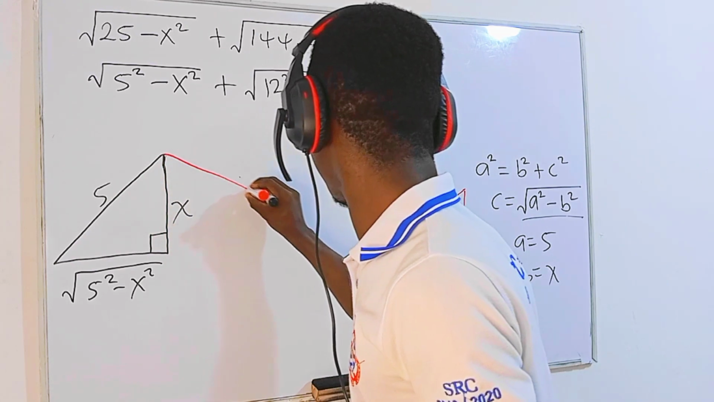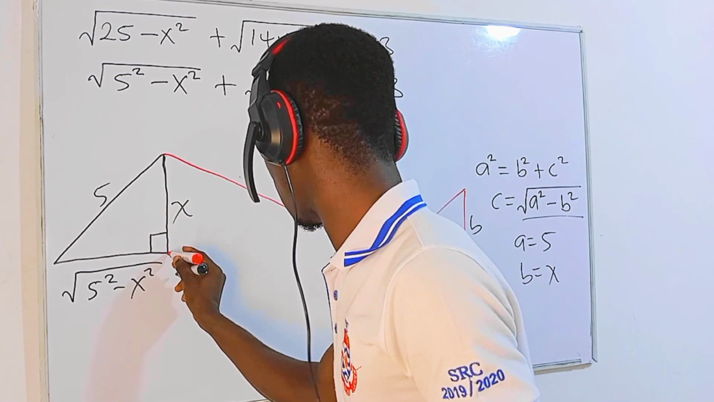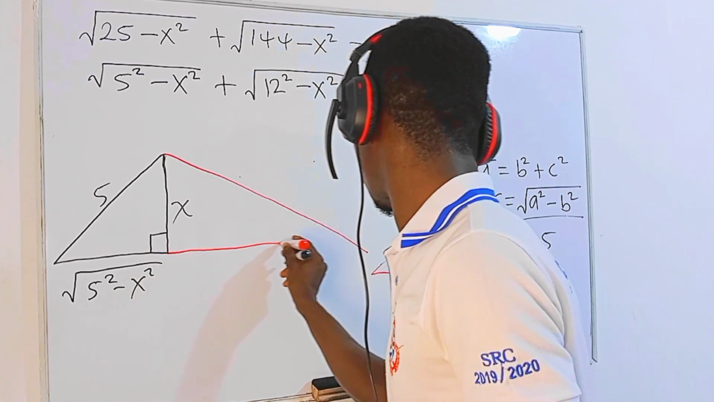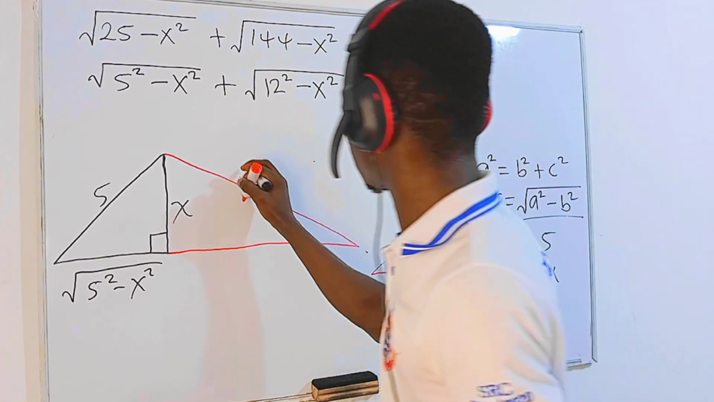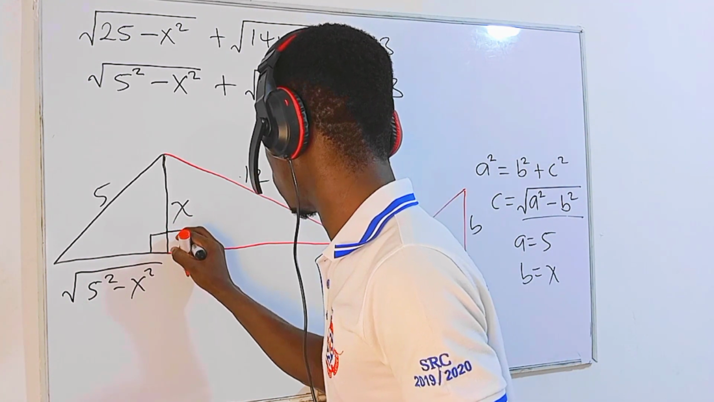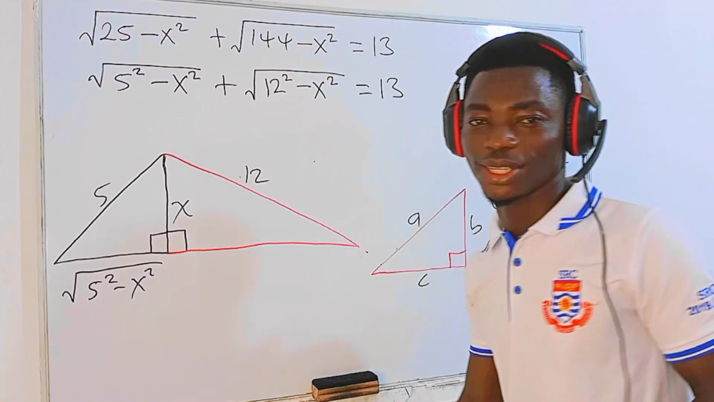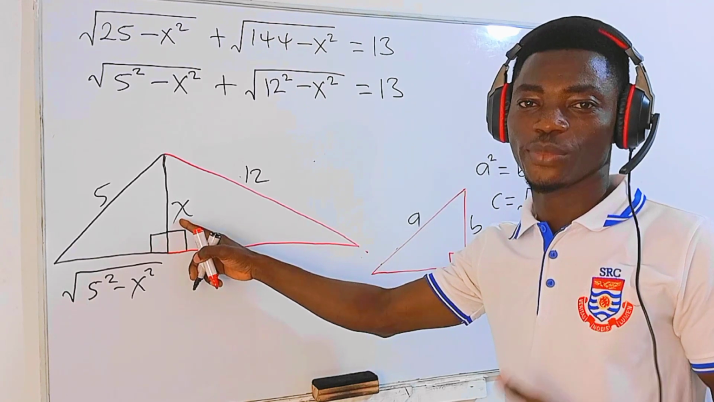Because it is 12, I'll extend it a little bit longer. Then to complete this, I'll have to extend this one to meet it nicely like that. And of course, this side is going to be 12. Then we are still considering a right angle triangle, so here will also be a 90 degrees. And this x is this one that we have here, the same thing.